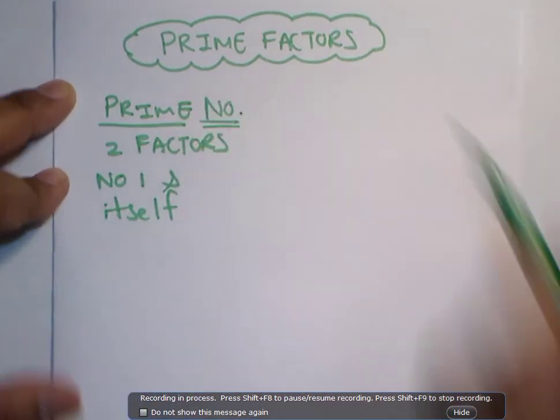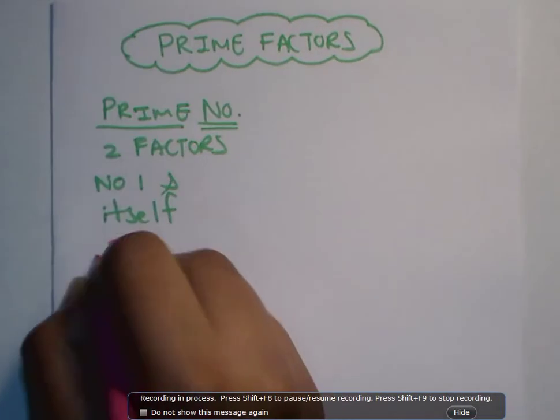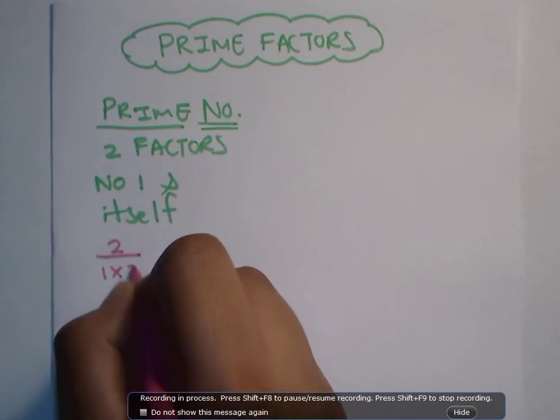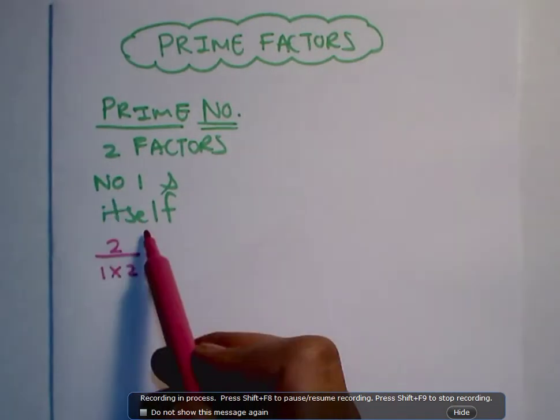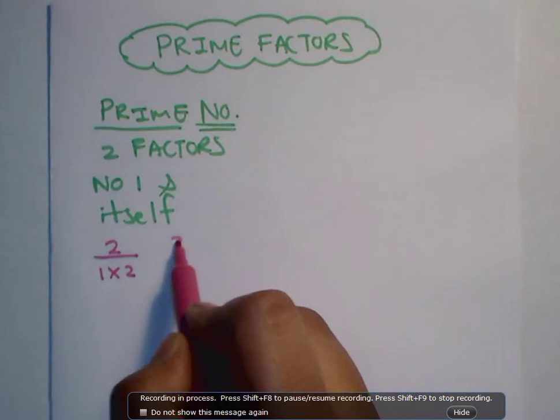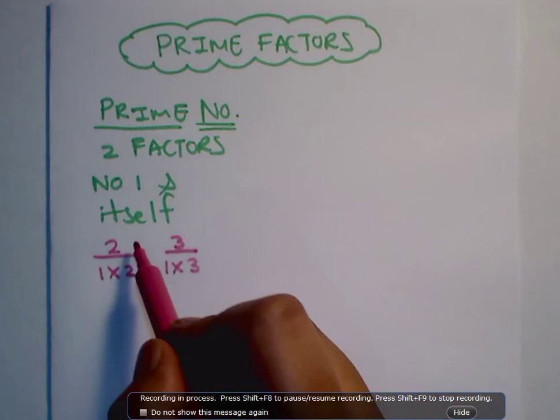Now, an example of that would be, we are starting with the number 0. 0 doesn't have any factors. 1 only has itself, so that's not two factors. Then we have 2. The factors of 2 are 1 times 2 and 2 times 1. So the factors of 2 are only 1 and 2, so the number 1 and itself. The next number is 3. 1 times 3. Yes, so this is a prime number.